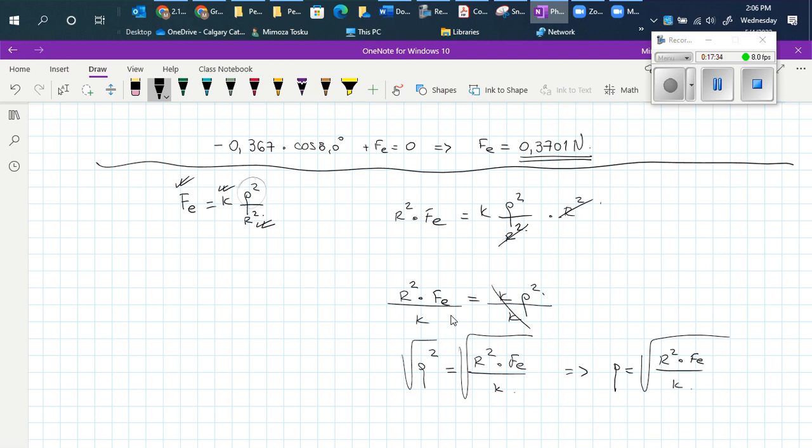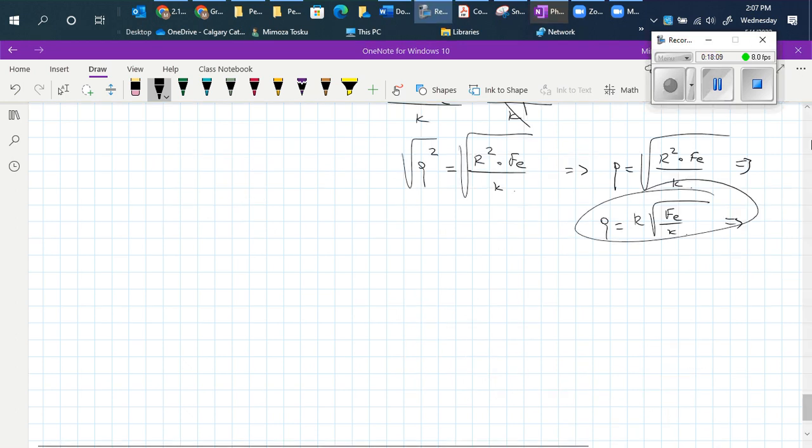You can take away from the square root the R squared. However, if you are using the first method, the cosine law method, to find R squared, leave it there. Don't worry. If you are using the right triangle, then take it away. So it will be R and then the square root of Fe over K. And so if you are using the cosine method, use this formula. If you are using the right angle triangle, use this formula here.